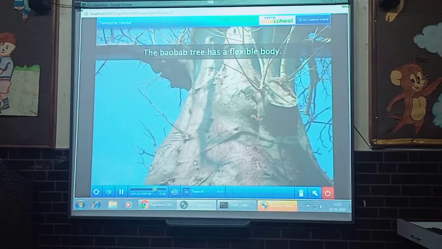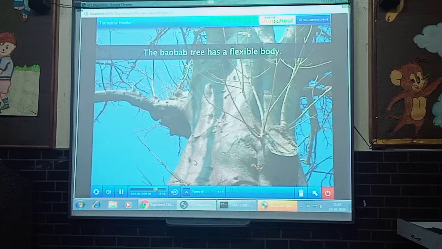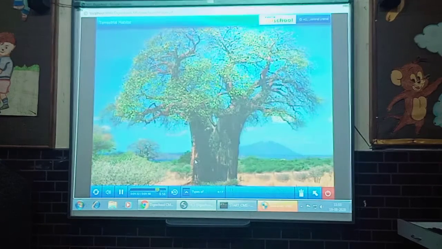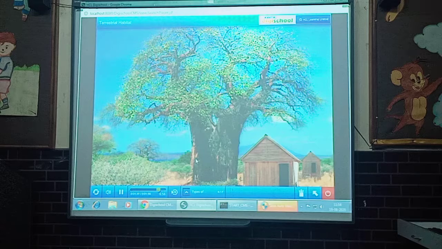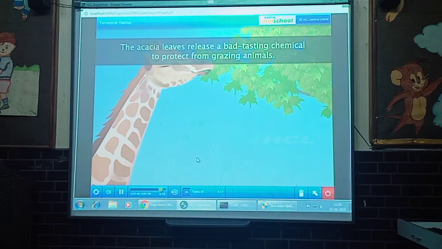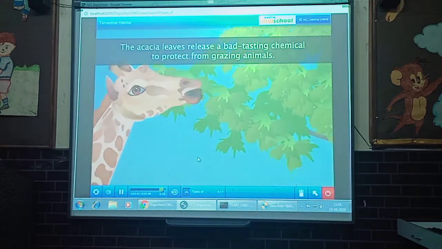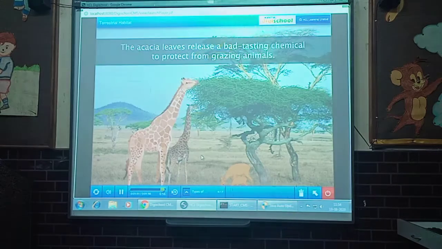Yes, it definitely is. The baobab tree, for example, has a flexible body which prevents it from breaking during strong wind. This is one reason why the wood of this tree is used to make homes or bus shelters. The acacia tree, on the other hand, has the ability to save its leaves from the giraffe by releasing a bad-tasting chemical into the leaves, making it inedible.